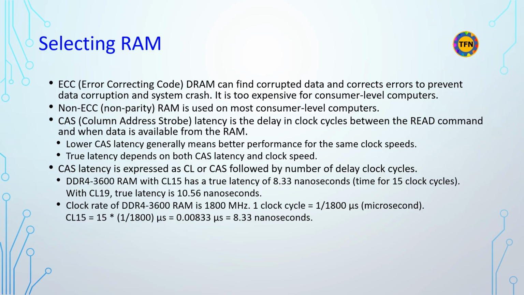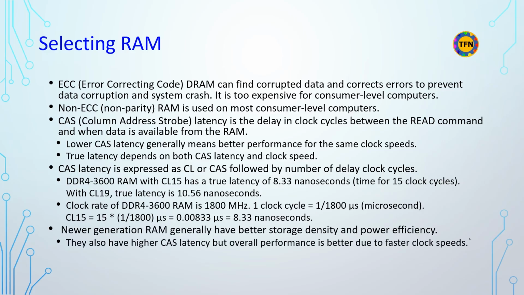DDR4-3600 RAM with CL15 has a true latency of 8.33 nanoseconds, which is time required for 15 clock cycles. With CL19, true latency is 10.56 nanoseconds. True latency can be calculated by multiplying CAS latency value and time for one clock cycle. Clock rate of DDR4-3600 RAM is 1800 MHz. Therefore, one clock cycle equals 1 over 1800 microsecond. True latency for CL15 equals 15 times 1 over 1800 microsecond, equals 0.00833 microsecond, equals 8.33 nanoseconds.